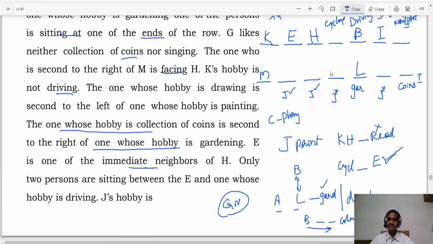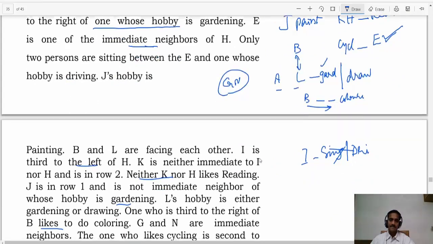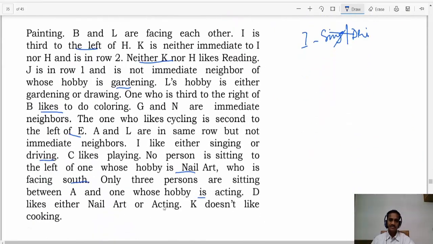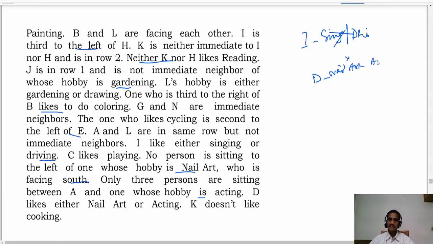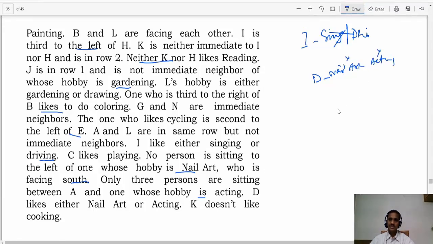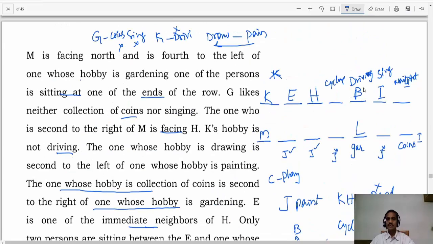If A is here, then 1, 2, 3, acting will be here. And D likes neither nail art nor acting. K does not like cooking. This is the information we have. With the help of this information, let us fix the remaining.